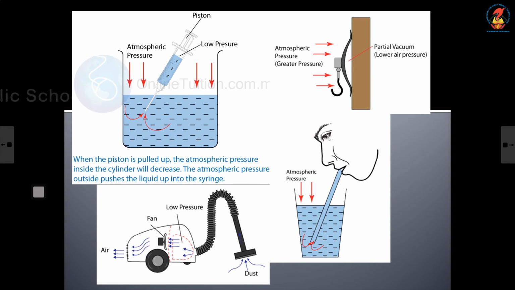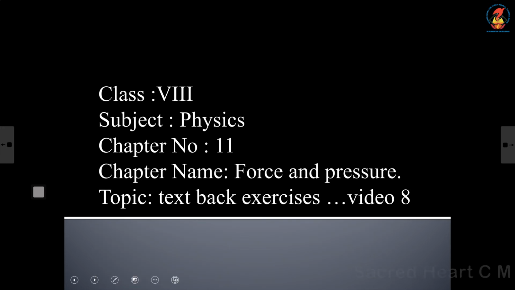Okay. So, when you drink juice using a straw and you suck the air into your mouth, the air pressure inside the straw is reduced. But normal atmospheric pressure will be acting on the surface of the juice. So, this atmospheric pressure will push the fruit juice to get into the straw.